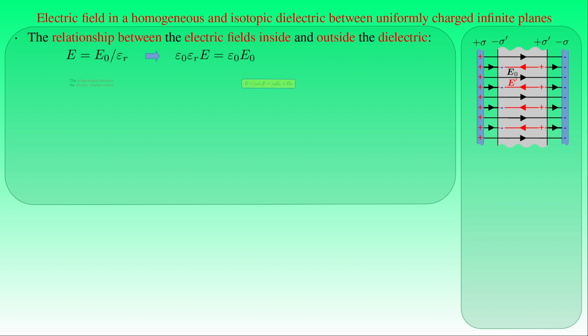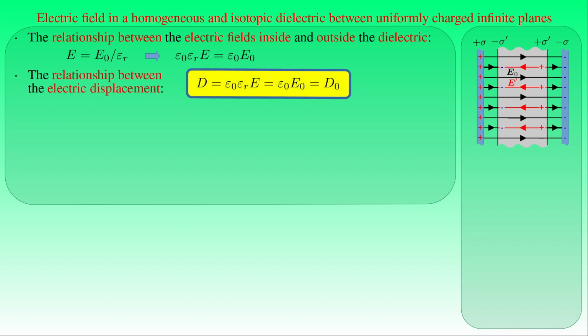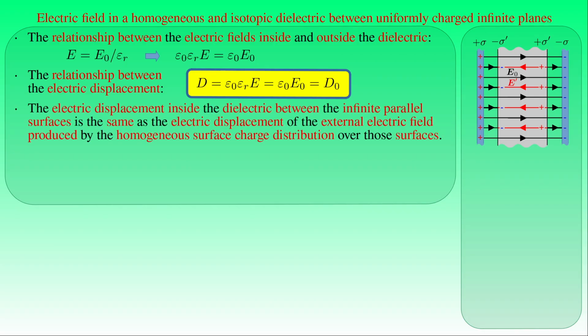In the left-hand side of this equation we can recognize the magnitude of the electric displacement D, whereas the right-hand side can be identified as the magnitude of the electric displacement D0 outside the dielectric. This result indicates that the electric displacement inside the dielectric between the infinite parallel surfaces is the same as the electric displacement of the external field produced by the homogeneous surface charge distribution over those surfaces.